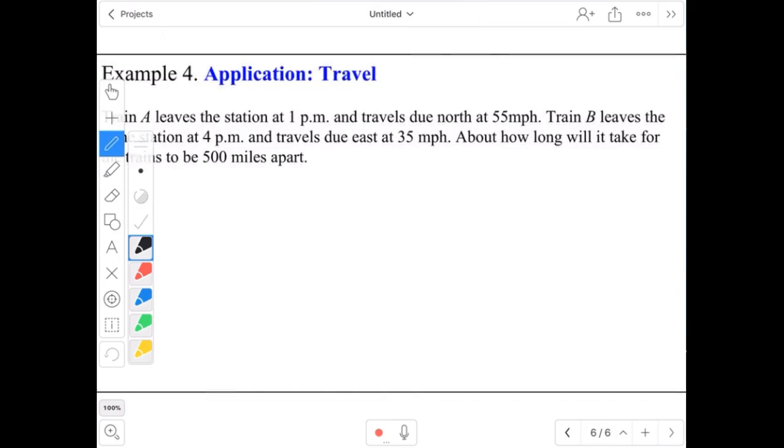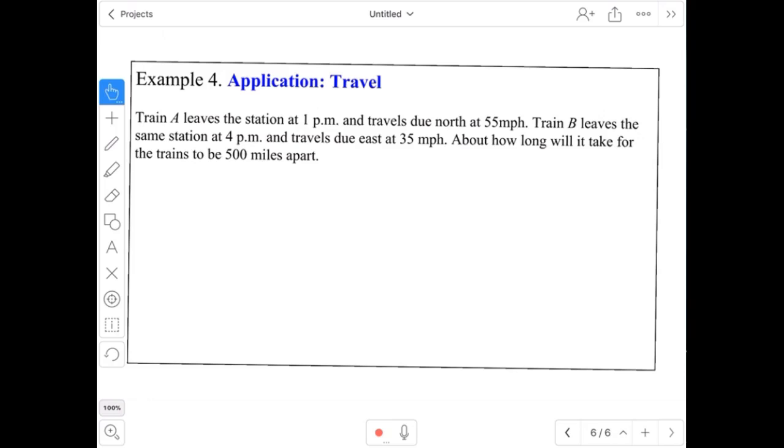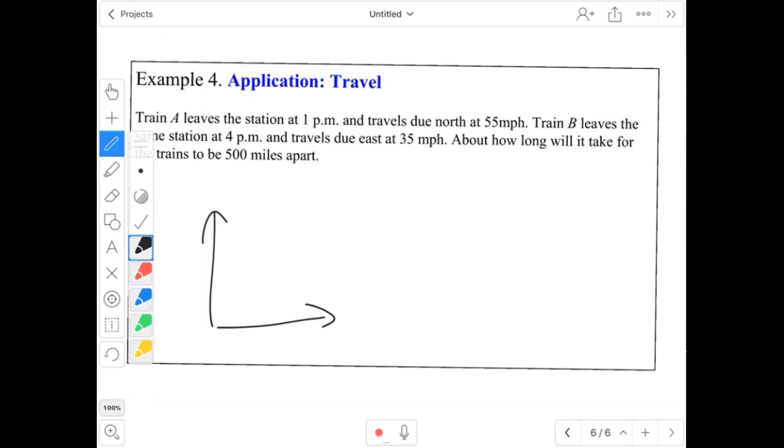One more. All right, we're looking at travel. Train A leaves the station at 1 p.m. and travels due north at 55 miles per hour. Train B leaves the same station at 4, travels due east at 35 miles per hour. How long will it take for them to get 500 miles apart? So that 500 miles apart is going to be the hypotenuse.